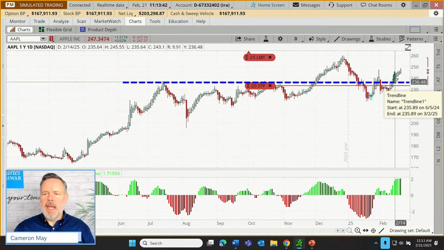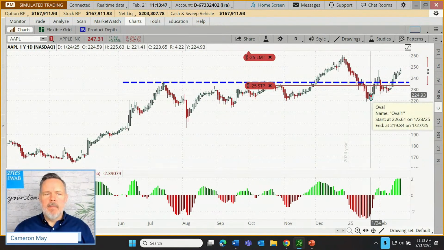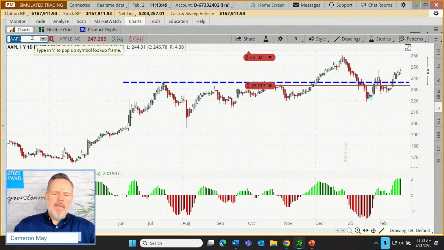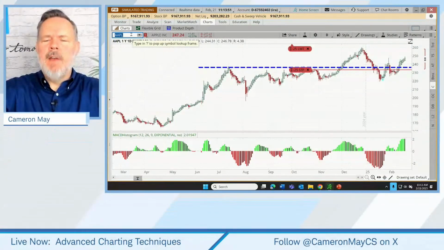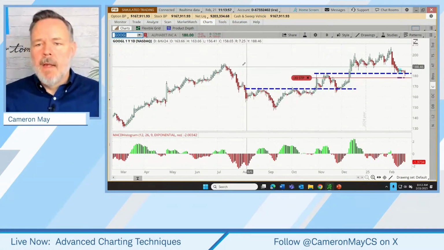Took an entry on, we're not on Apple. Good grief. I was sitting there thinking, why am I, I know I'm unprofitable. Why is this chart saying the stock has gone higher? It's because I'm on the wrong symbol. There we go. All right.